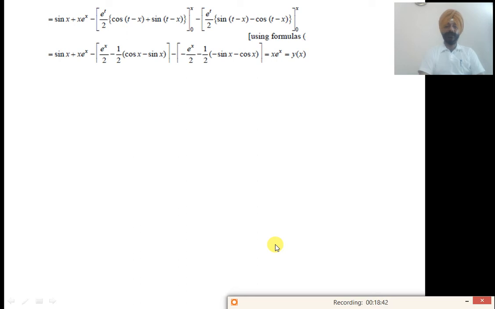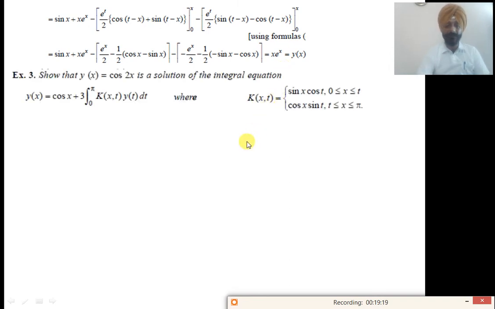limits, we got sin x plus x e raised to the power x minus e raised to the power x minus 1 by 2 (cos x minus sin x), again minus e raised to the power x by 2 minus 1 by 2 (sin x minus cos x). So, simplify this line, we got x into e raised to the power x sin x. So, it is very much clear that a student must require a strong integration base to solve this type of integral equations.